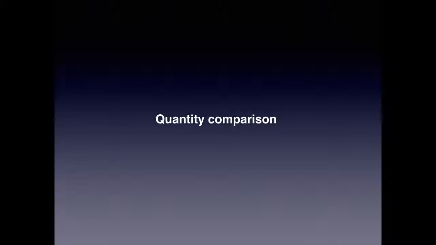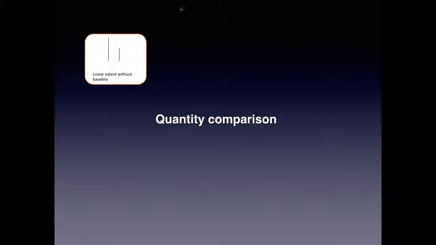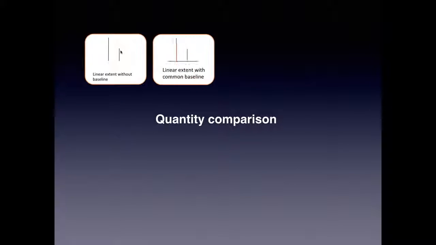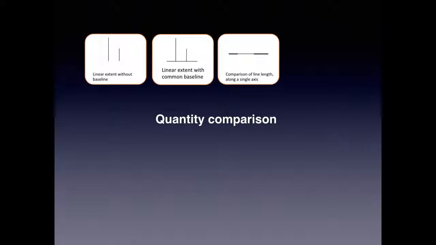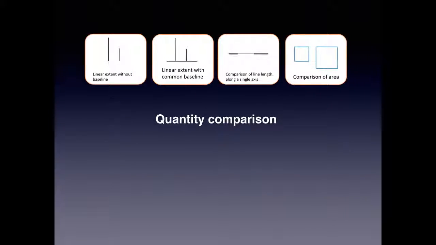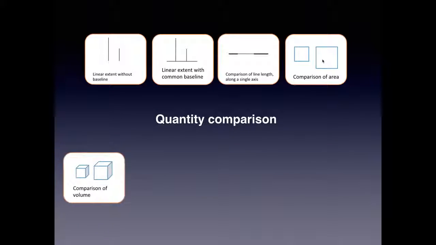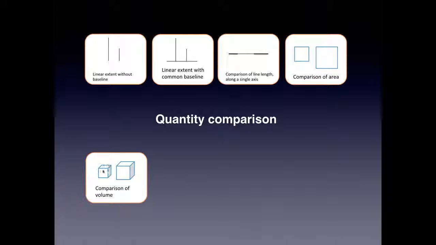When we compare quantity, you can do it in several ways. For example, the linear extent without the baseline, so you can compare that this one is longer than this one, and if you put a common baseline, it's better, clearer, and easy to see. This one compares line lengths along a single axis. This one compares the area, the small one and the big one. And this one is a comparison between the volume, the small volume and the big volume.